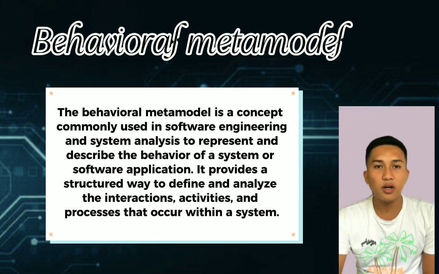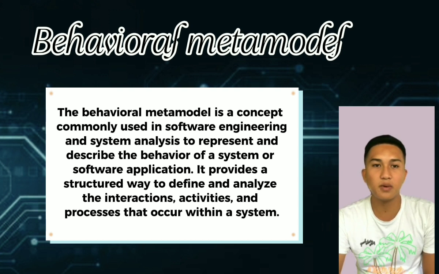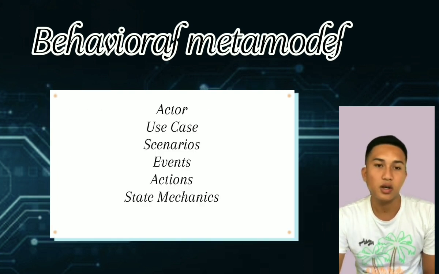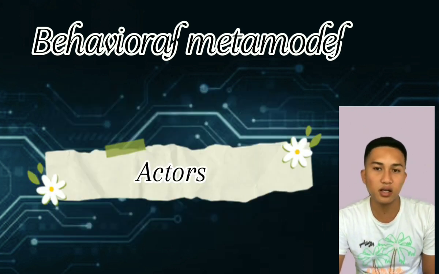At its core, the behavior metamodel consists of sets of models that represent different aspects of behavior. These elements include actors, use cases, scenarios, elements, actions, and also state machines. Actors are entities that interact with the system or software being modeled.